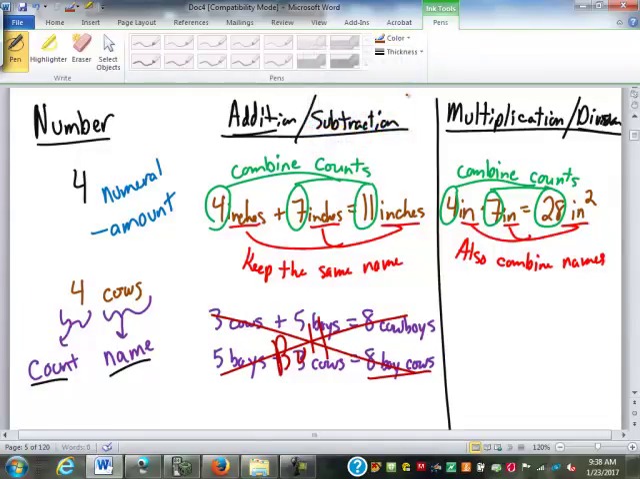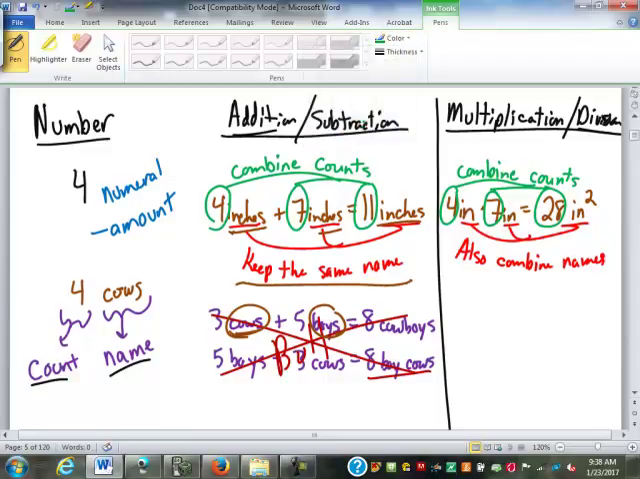When we add numbers, we have to have the same name. Because when we're going to add numbers, we're going to keep the same name. It implies that we must start with the same name. Inches and inches stays inches. Well, if I have cows and boys, they're not the same, so I don't know which one to keep. So I cannot combine those with addition or subtraction.